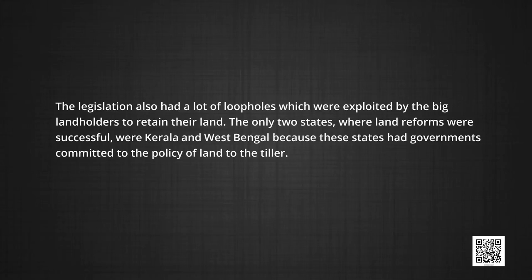The only two states where land reforms were very successful were Kerala and West Bengal, because these states had governments committed to the policy of land to the tiller.